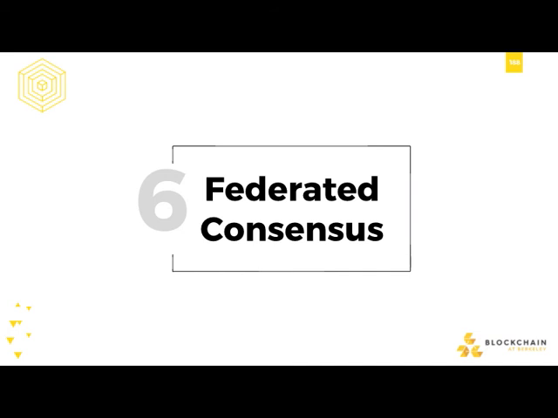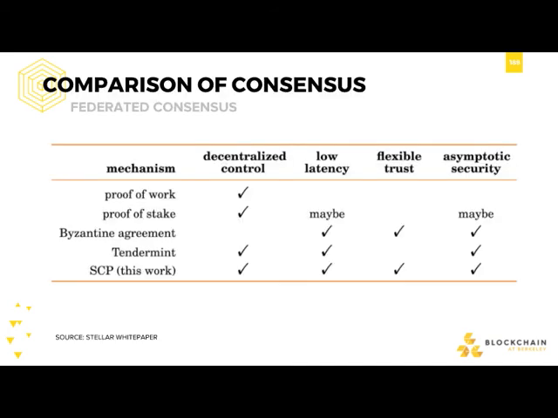So we've talked about a lot of technical implementations. Let's take a step back and go more general into federated consensus. Here's a comparison of the consensus mechanisms we mentioned plus some others. One thing you really see is a lack of flexible trust. Who do you want to trust? You don't want to trust the entire network, and maybe there's some asymptotic security in proof of work.